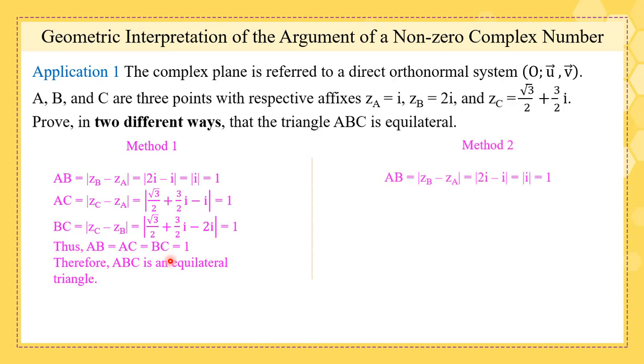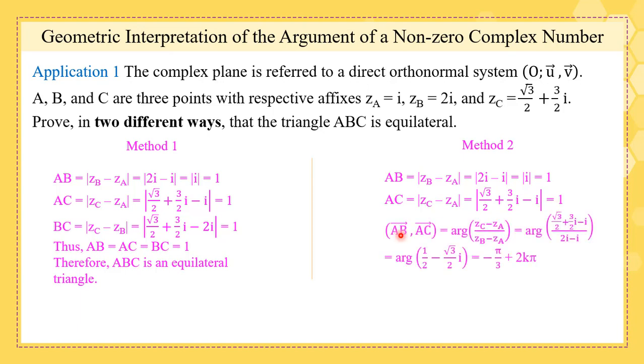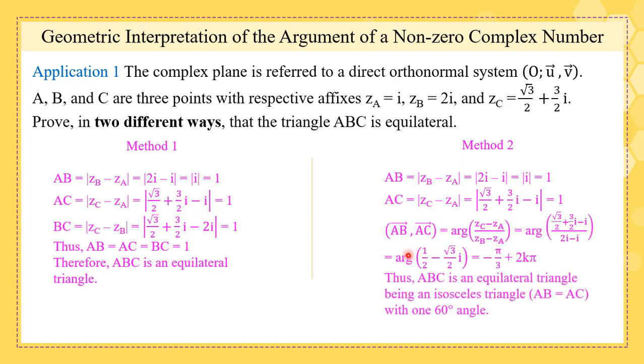Now for the second method, AB is 1, AC is also 1. If we find the angle (AB, AC), this is the argument of ZC minus ZA over ZB minus ZA, and if we substitute, this is what we get, and the argument of such a number is negative pi over 3 using the calculator. Negative pi over 3 means 60 degrees, so we have an isosceles triangle having a 60-degree angle, which is equilateral. Now try to choose the method that you like.